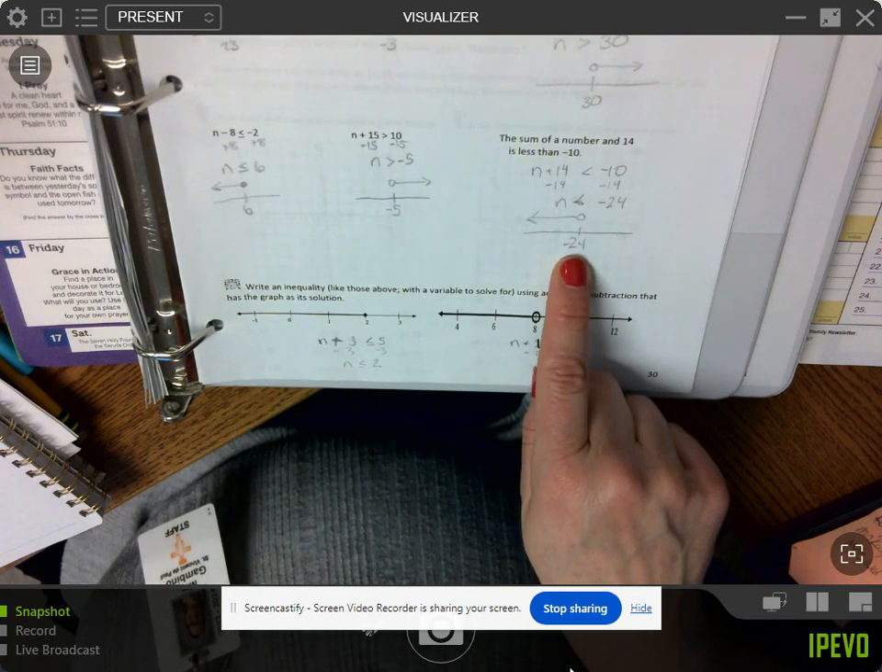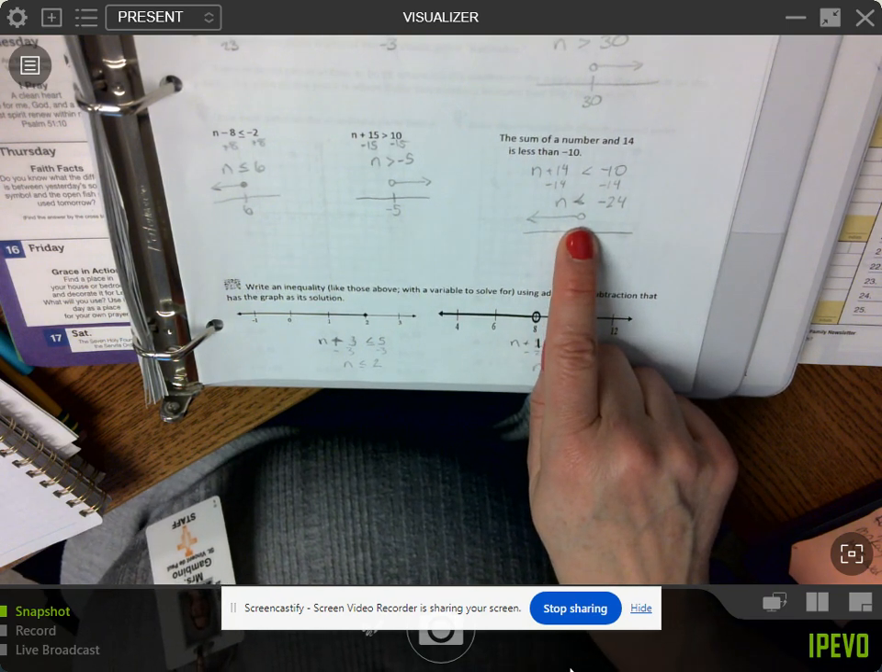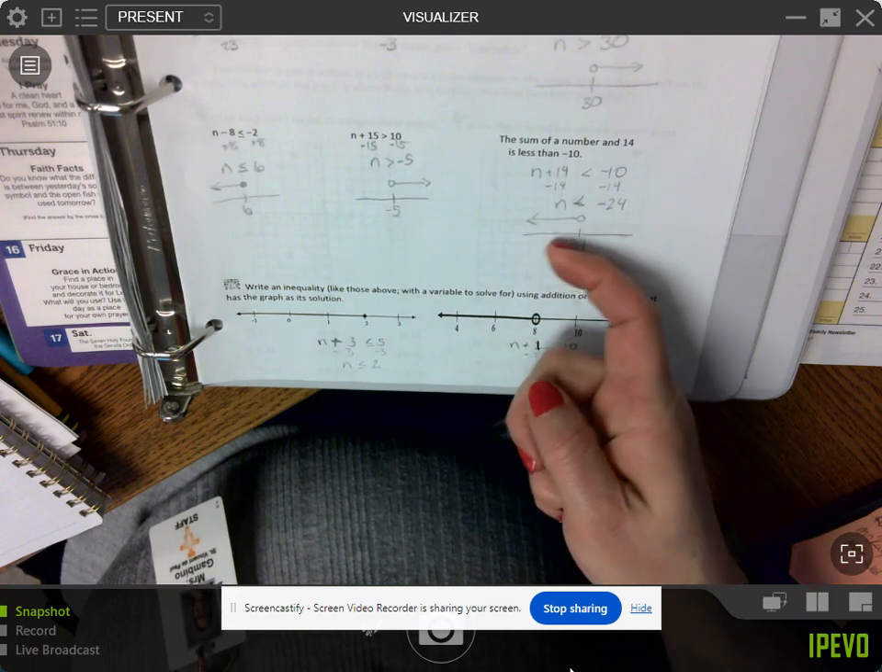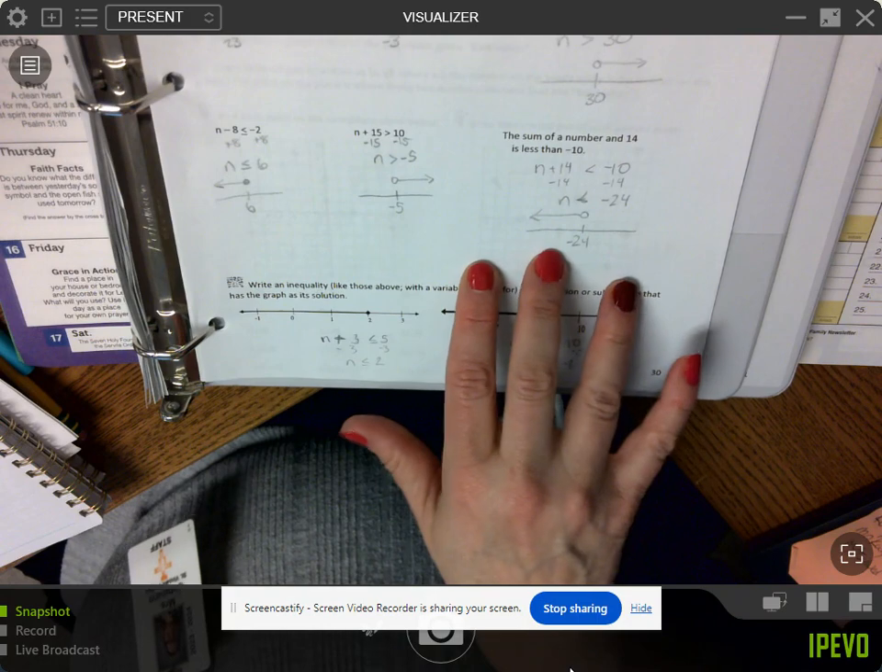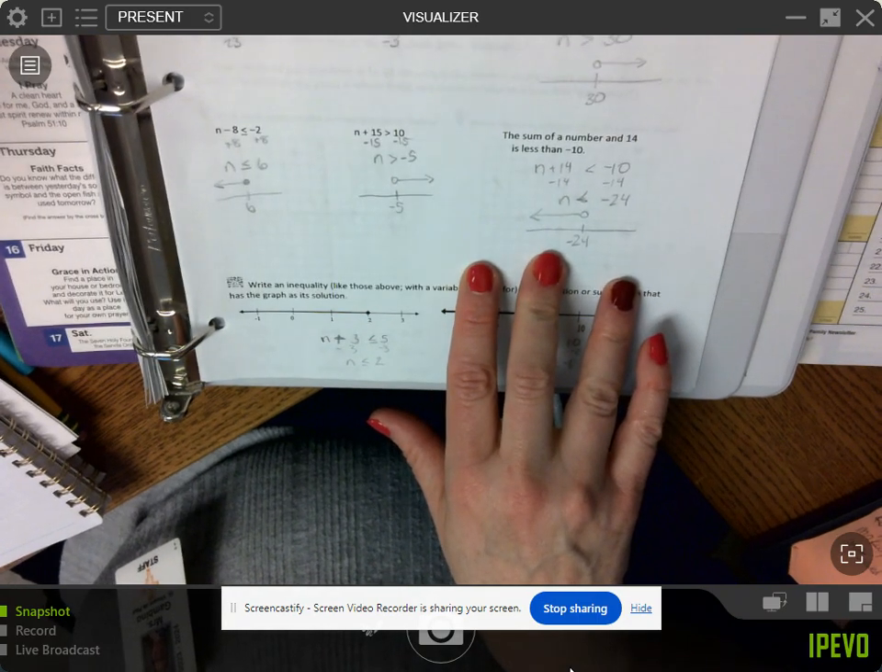So we have a -24 in our number line. Our circle is open because it is not equal to, and we are pointing to the left for the less than. Any questions on that row, on how I got those numbers?